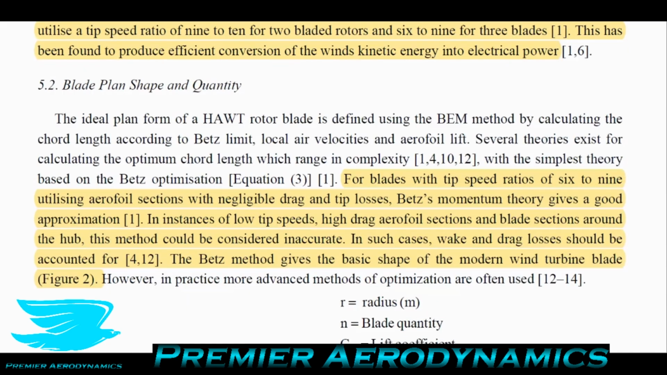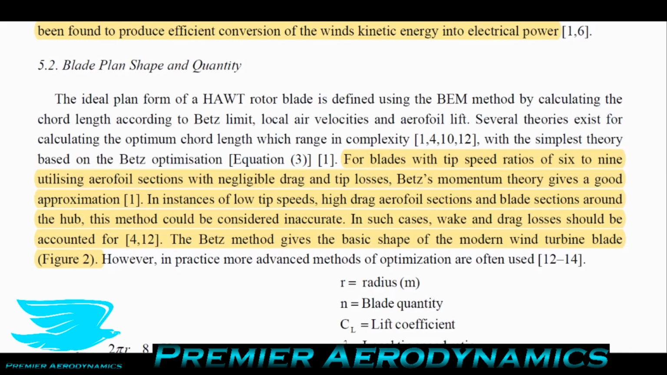We talked just then that if you have 2 blades compared to 3 blades, the tip speed ratio that you want to use is a little bit different. So first of all, for blades with tip speed ratios of 6 to 9, utilizing airfoil sections with negligible drag and tip losses, Betz momentum theory gives a good approximation. However, with low tip speed ratios, high drag airfoil sections and blade sections around the hub, Betz momentum theory is now inaccurate. So it's really just an approximation of Betz theory, not the rule. So in such cases, wake and drag losses should be accounted for, which Betz's momentum theory does not account for.